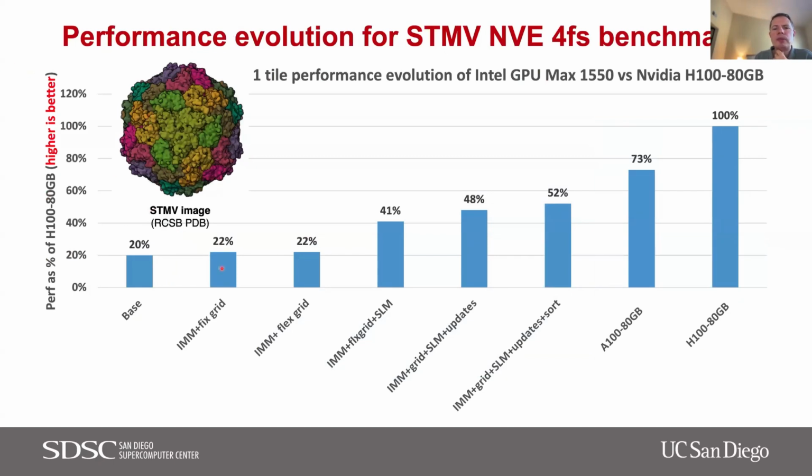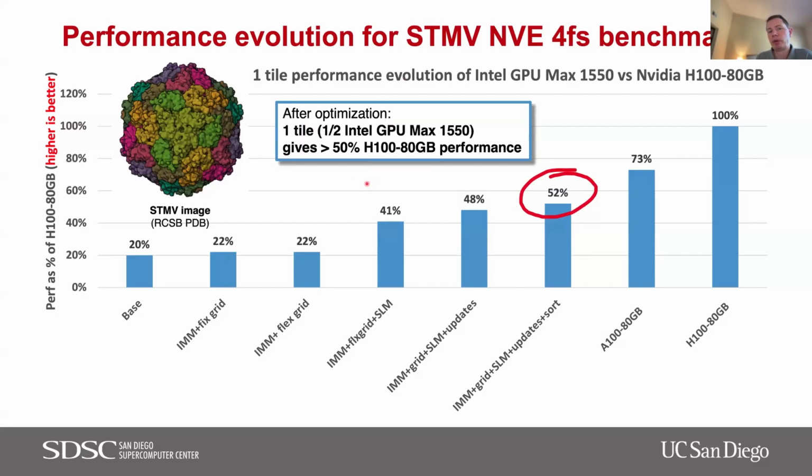And you can see the performance evolution for running this benchmark system. That's a 1 million atom system example on an Nvidia H100 with a CUDA code, or an A100 with a CUDA code. And this is running on one tile that's basically half of a GPU Max 1550, starting out at 20% of the performance and then doing different optimizations, profiling the code, optimizing it, and ending at over 50% using half of the GPU. That's pretty good.